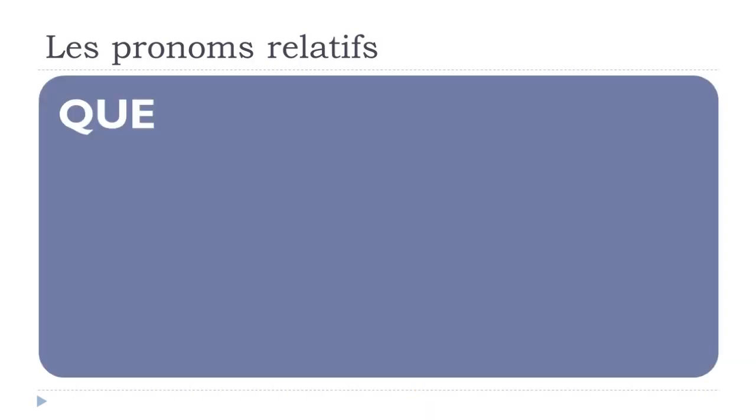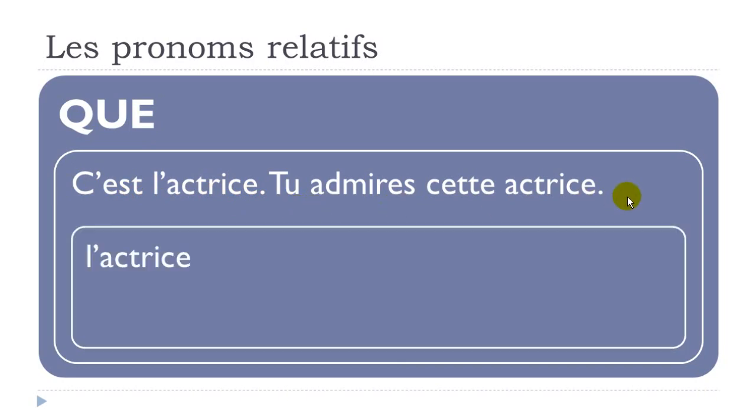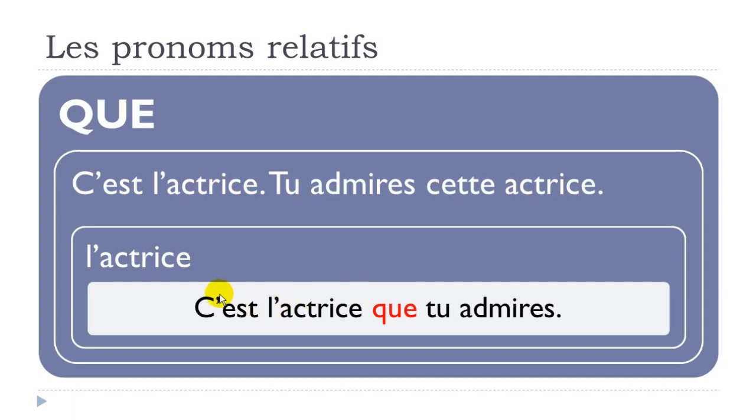Okay? Now let's have a look at the same thing, but at the feminine. C'est l'actrice, tu admires cette actrice. Okay, so exactly the same sentence, but it's the feminine form. C'est l'actrice, tu admires cette actrice. Okay, we don't want to repeat actrice, obviously. Then we get c'est l'actrice que tu admires. All right? So same concept, same structure, no problem.